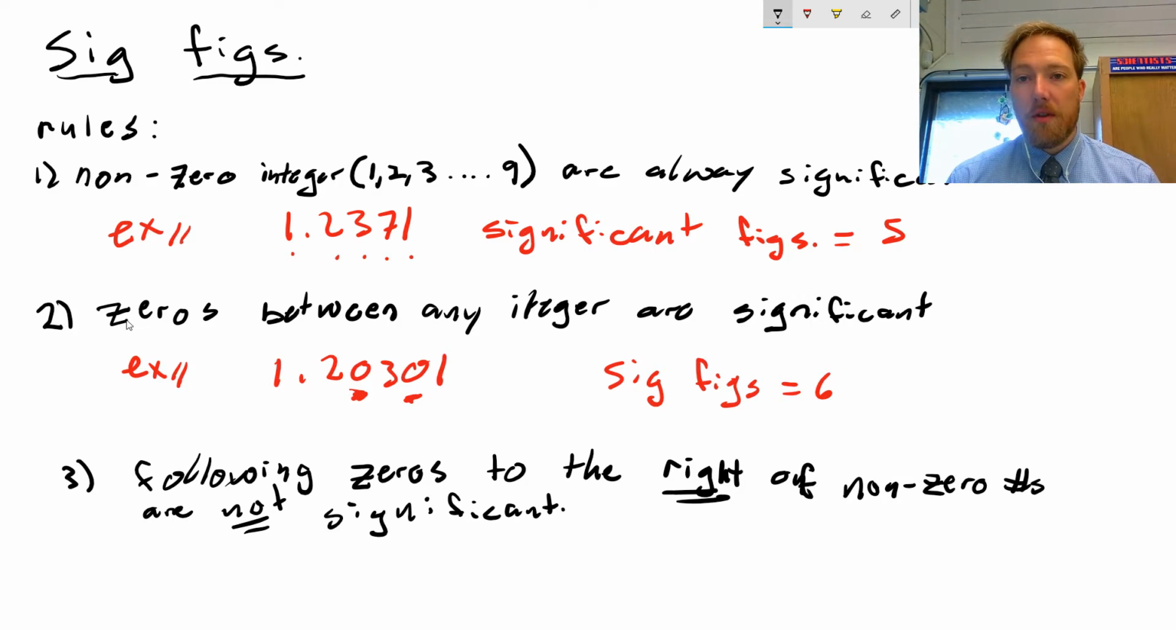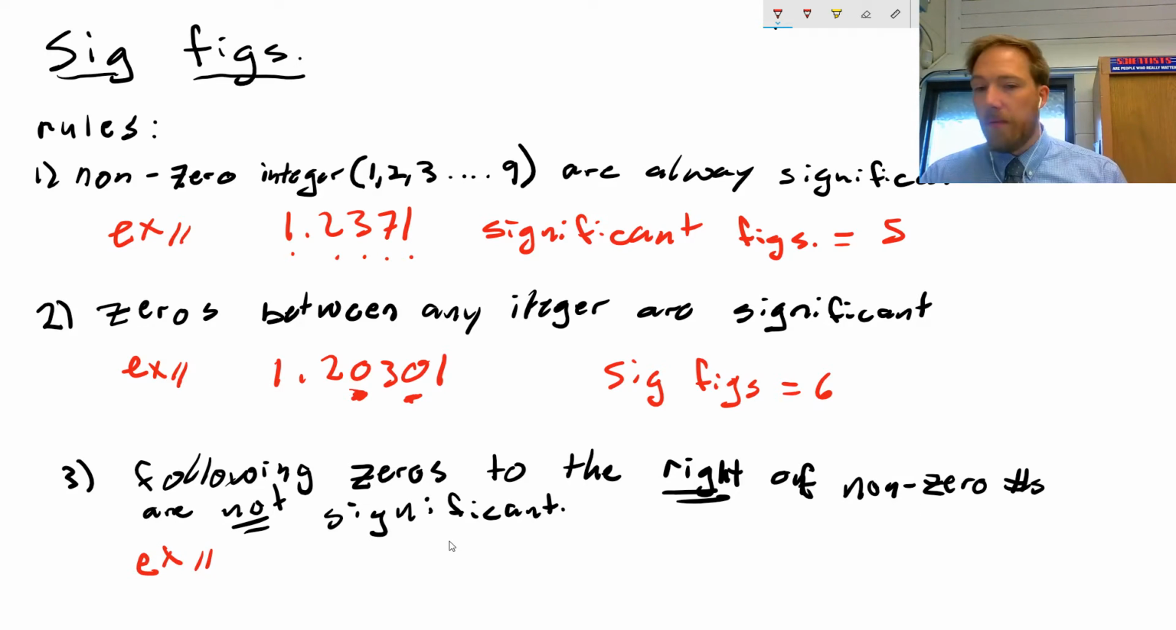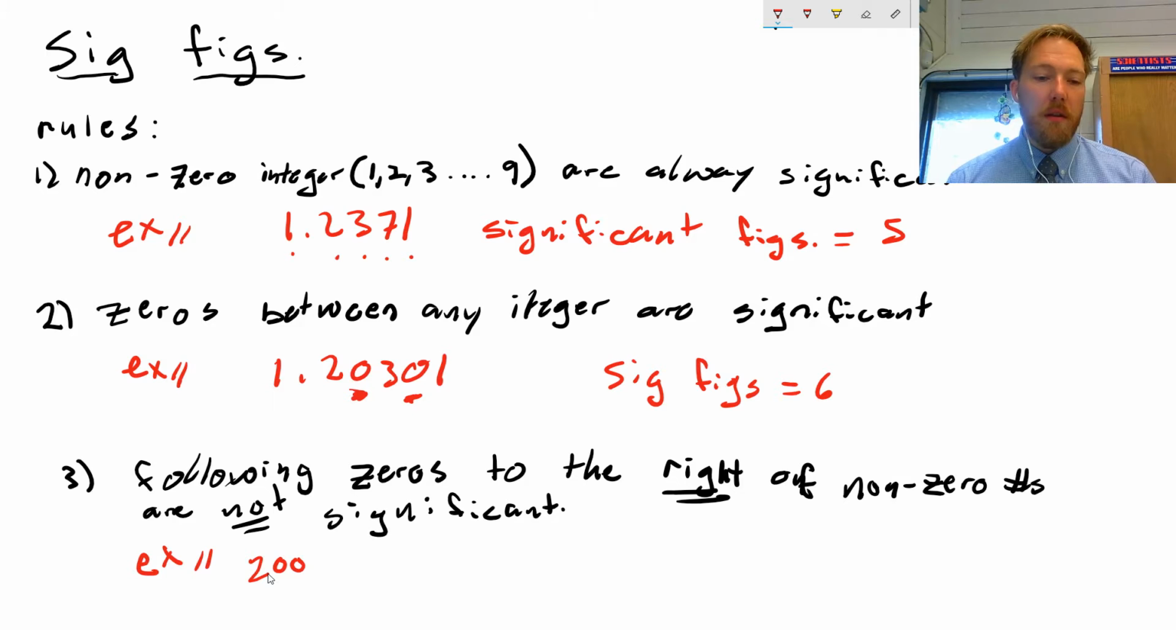So an example of this, my example is 200. Think of it like chopping wood, and they say, okay, I need 200 inches of wood. That's a pretty rough estimate, right? The 2 is significant, but these numbers here are not. They're just straight up placeholders. So in this case, the number of sigfigs is equal to 1.